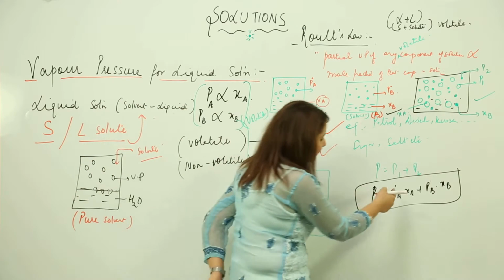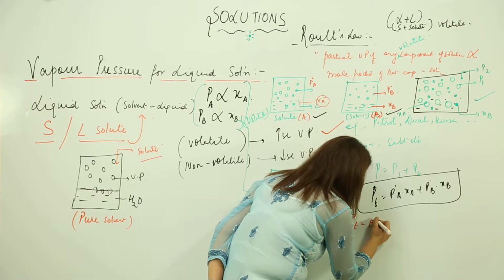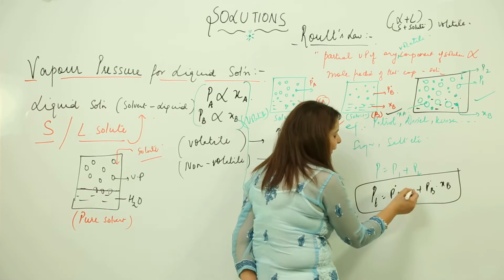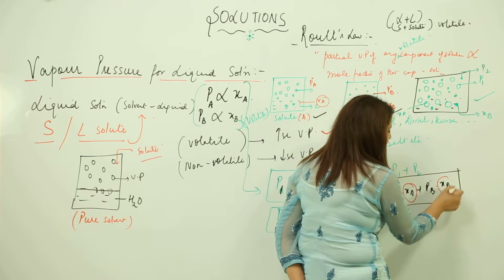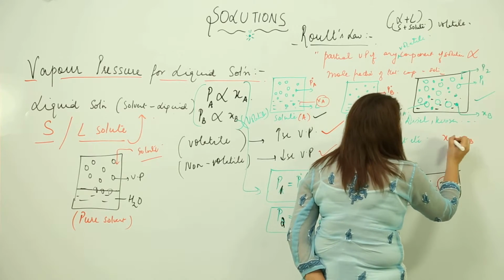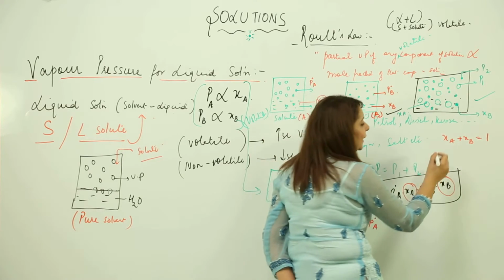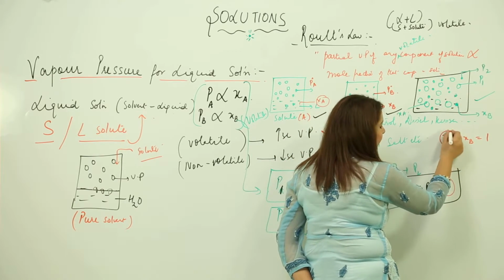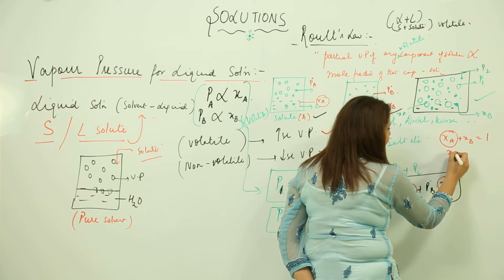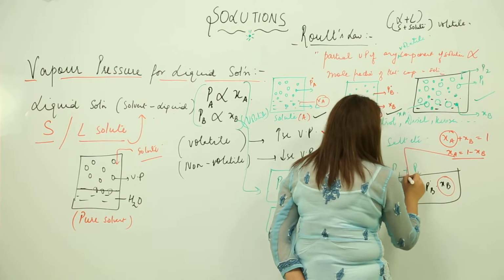So I'll be just using this equation again. So I have Pt is equal to P naught A. As we know that it is a binary solution with the A and B component, we know that the sum of the mole fractions of the two components is equal to 1. So I can express the concentration of A in terms of B also. So let us say XA is equal to 1 minus XB. This is what I am going to put here.